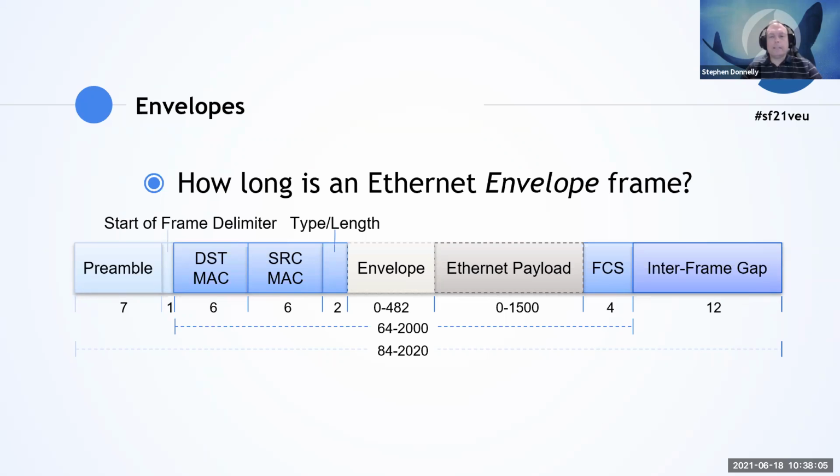So you can finally answer the question now. When somebody says, what's the largest Ethernet packet you can have? It's 2000 bytes, or 2020 if you're including those extra bits.